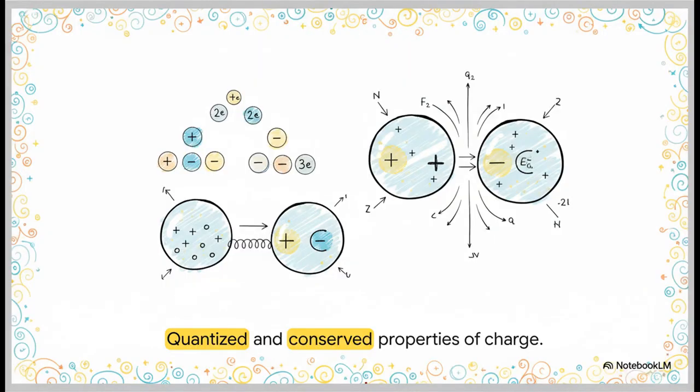So there are a couple of fundamental properties of charge we absolutely need to lock in right away. First up is quantization. This means charge isn't some continuous, infinitely divisible fluid. No, it only ever occurs in distinct integer multiples of a fundamental value e, which is 1.6 times 10 to the negative 19th coulombs. Think of it like walking up a staircase rather than walking up a ramp. You can't stand on half a stair, right?